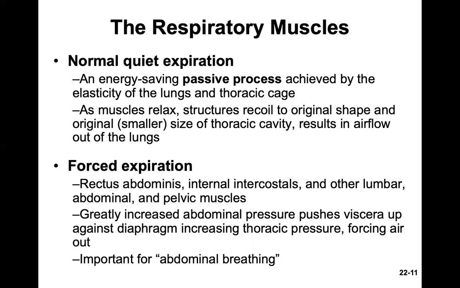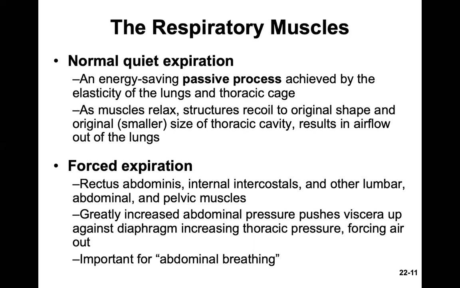Forced expiration, the muscles are your rectus abdominis, your internal intercostals, and other lumbar, abdominal, and pelvic muscles. These greatly increase the abdominal pressure. It pushes your viscera. Remember, viscera means organs. So it pushes your organs up toward and against the diaphragm, and that increases the pressure in the thoracic cavity. And this helps to force air out.